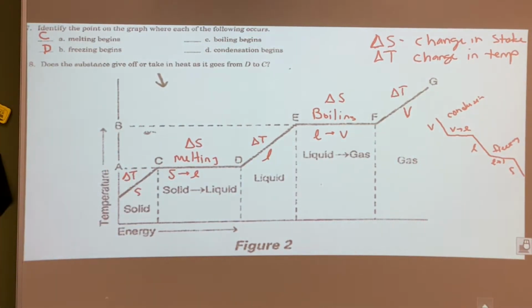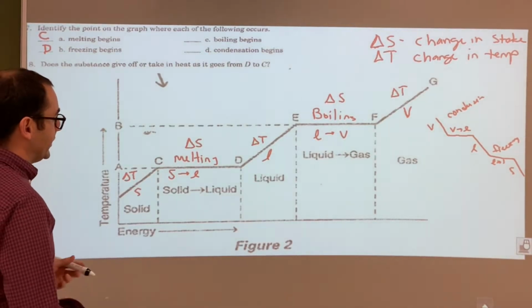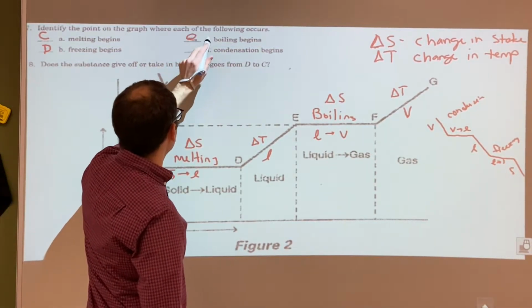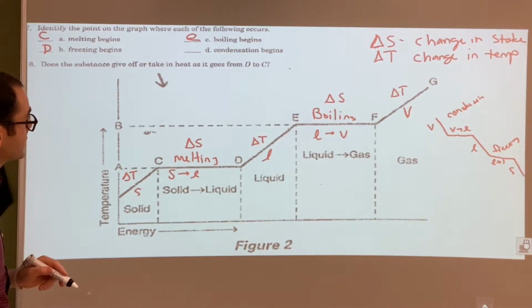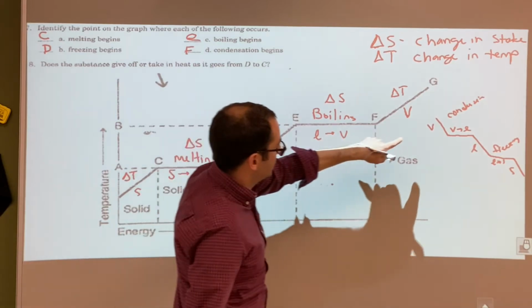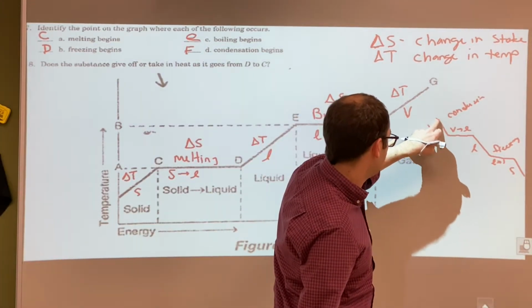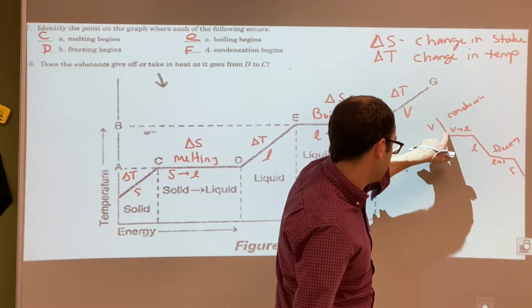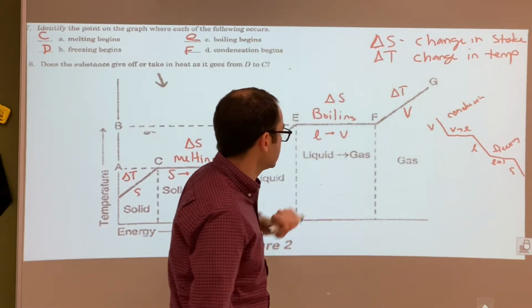Does that make sense? Yeah? Okay. And then C, where does boiling begin? E, good. And then condensation begins? Yeah, it's going to be F because you have vapor, and then it's going to start condensing in this spot right here, which is F.